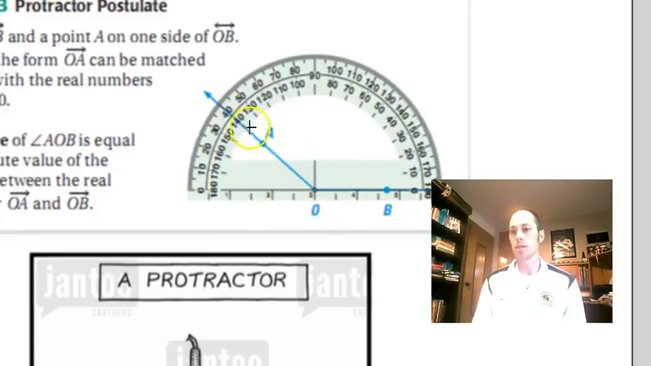I can see right now that this is an obtuse angle, so I want to make sure that I'm reading the 140, not the 40. Sometimes people memorize, well, if this ray opens to the right, I'm going to read the numbers on the bottom, but then they forget the rule. So just keep in mind, does this look like it's greater than 90? If so, read the number that's greater than 90. If it looks like it's acute, we'd measure the other one.